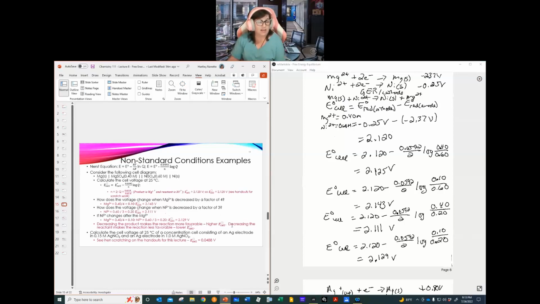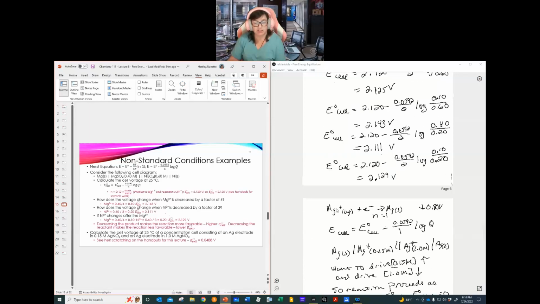So we're going to look at an Ag electrode in 0.15 molar AgNO3 and an Ag electrode in 1.0 molar AgNO3. Okay, so we have Ag plus and an electron going to Ag solid. That's an n equals 1, and it's 0.80 volts for that. Now my E for the cell is going to be the E naught for the cell minus 0.0592 over 1 log of Q.